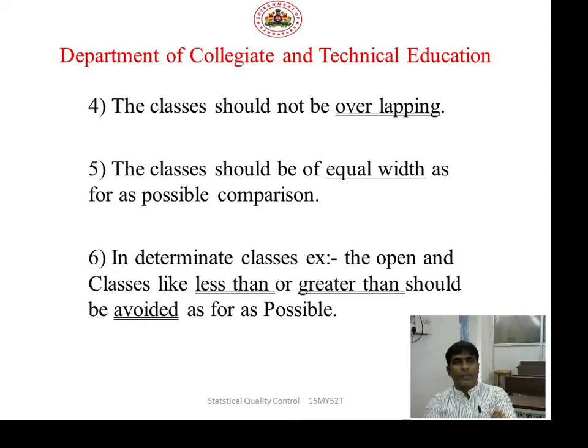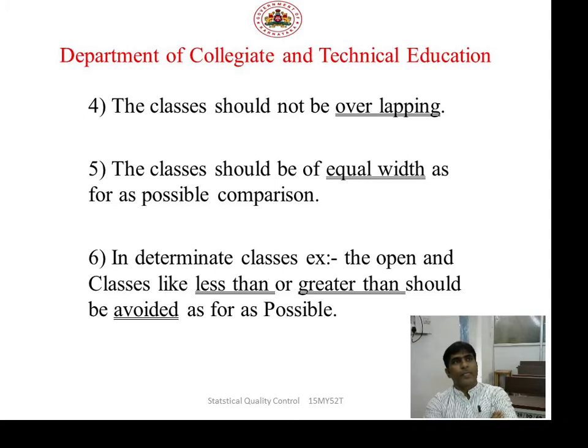Next, the fourth rule: the classes should not overlap. As I told you, if the classes are 0 to 5 and again 5 to 10, the value 5 is overlapping. That should not be done. There should not be overlapping of classes.